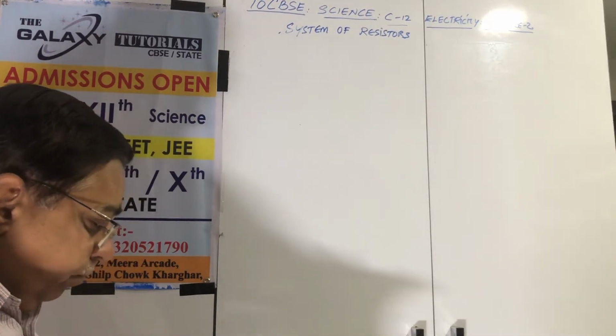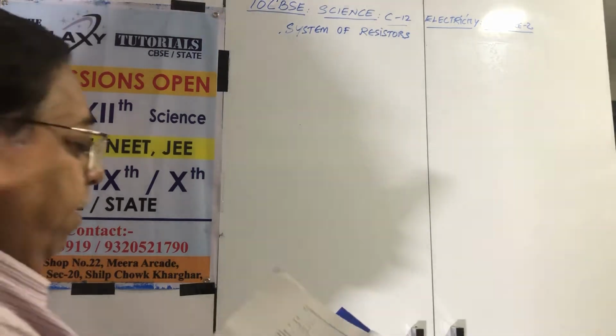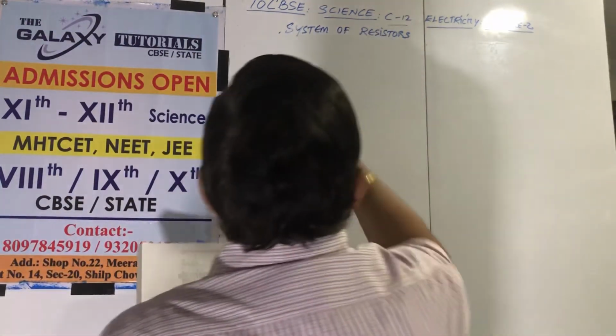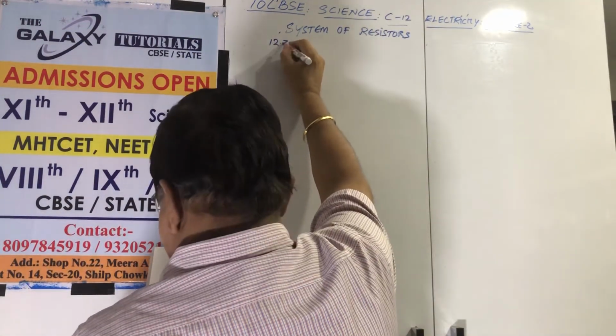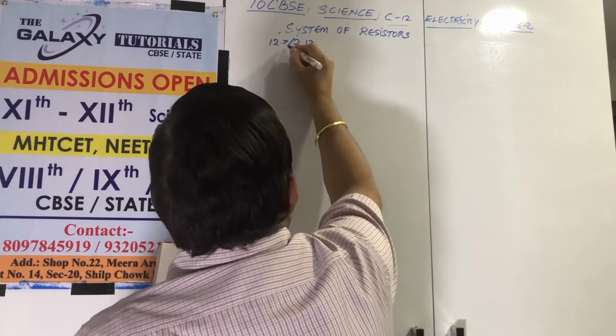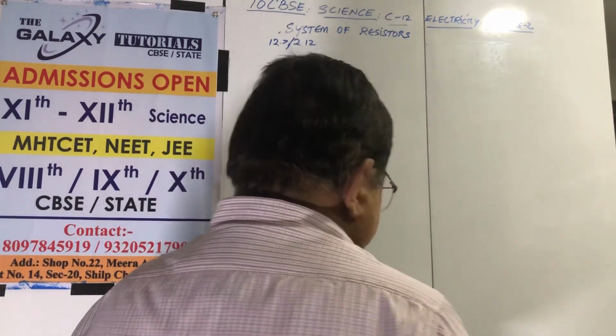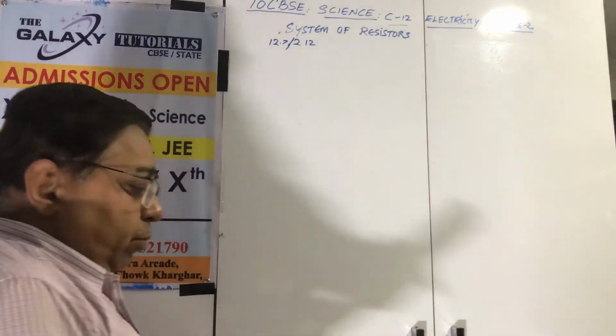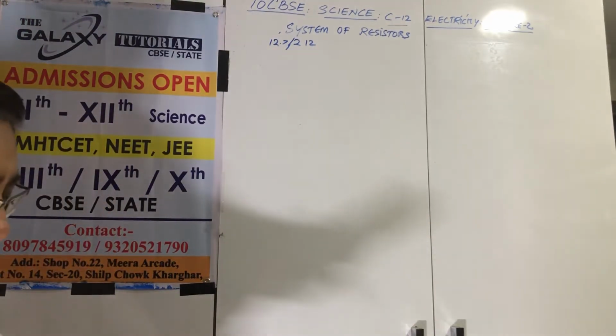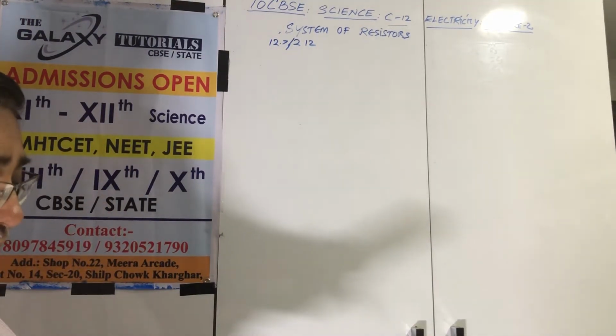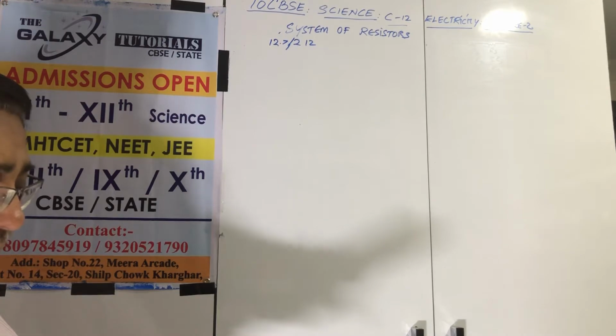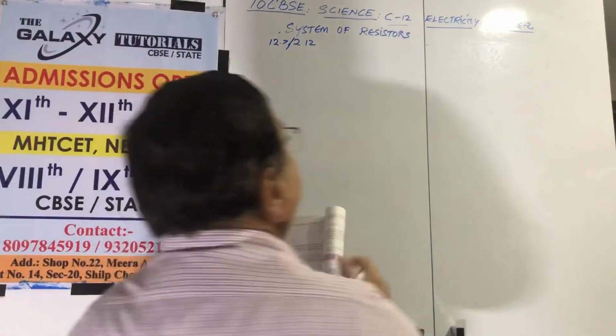Sum number 12.7. 12.7 numerical on page 212. It says, an electric lamp whose resistance is 20 ohms and a conductor of 4 ohms resistance are connected to a 6 volt battery. Diagram is given. We will draw the diagram.